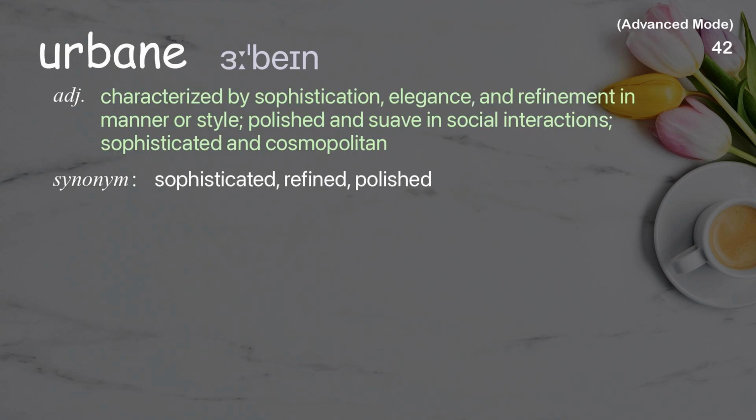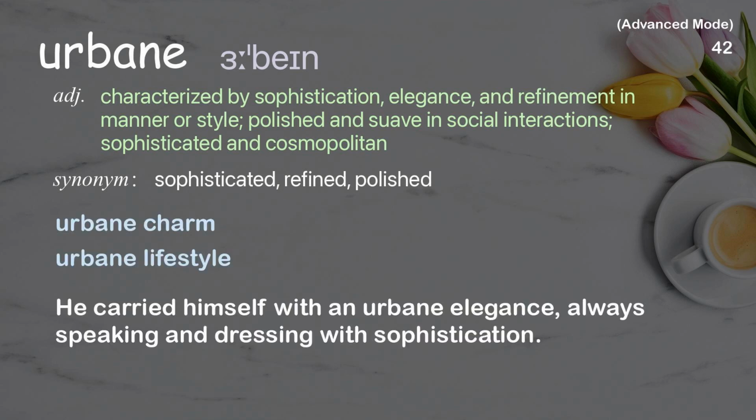Urbane. Characterized by sophistication, elegance, and refinement in manner or style, polished and suave in social interactions, sophisticated and cosmopolitan. Examples: Urbane charm. Urbane lifestyle. He carried himself with an urbane elegance, always speaking and dressing with sophistication.